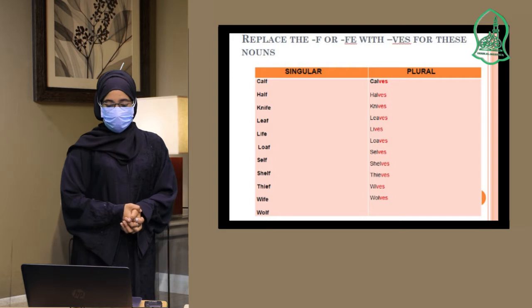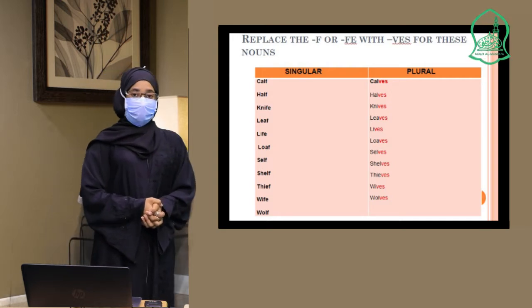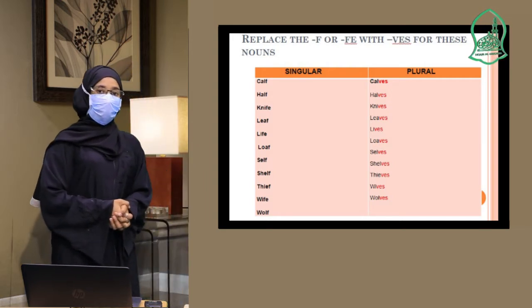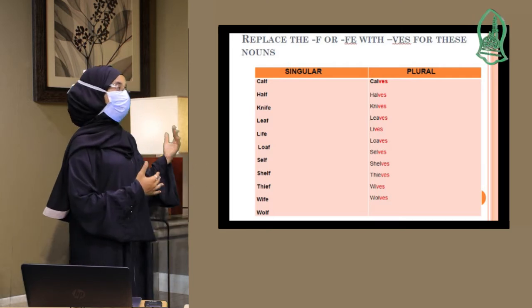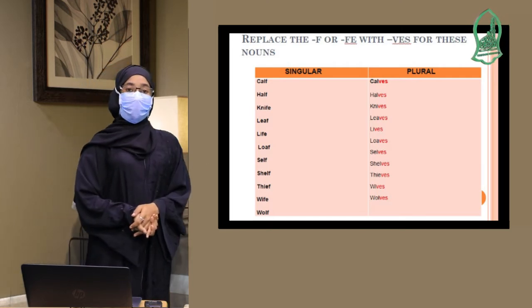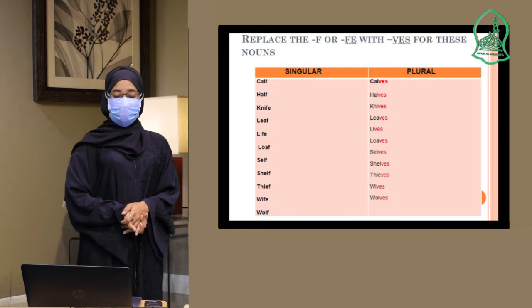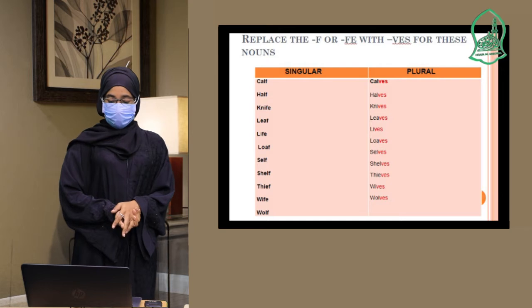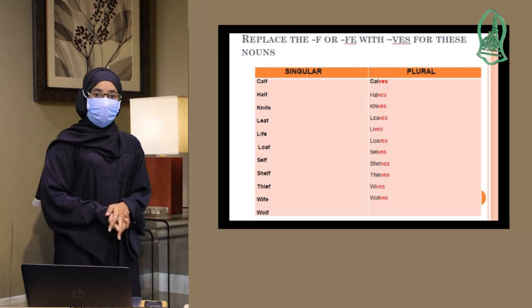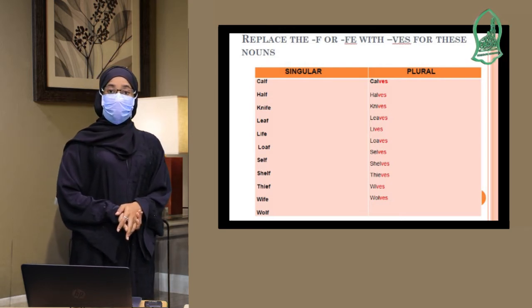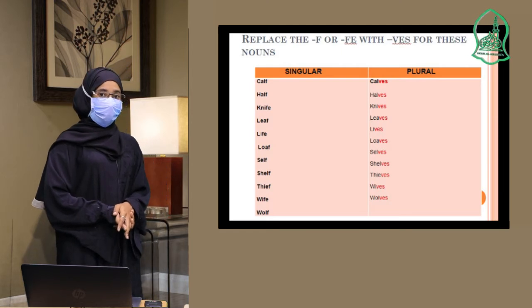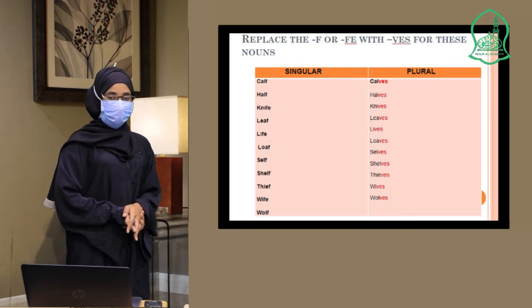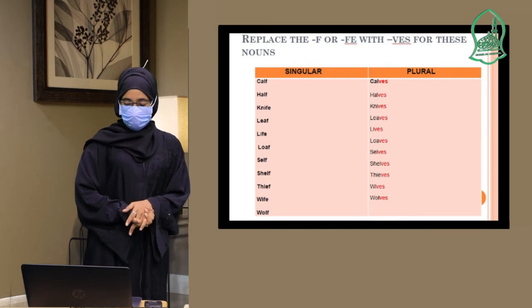Let's see examples. Number one, calf. Calf is ending with F. So when we talk about the plural, or when they are many, we are not adding S. No, we remove F and then we add VES. So calf is one and calves are many. And the sound should also be changed. Calf, calves. You can hear what the sounds are.